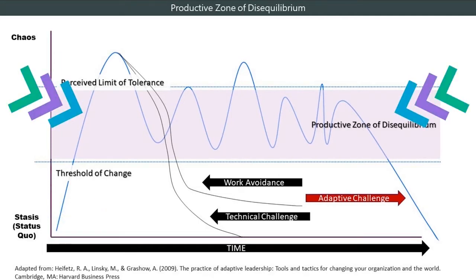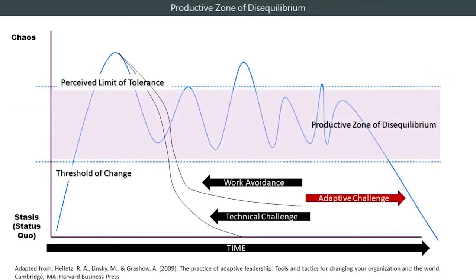So as a change leader, when we start experiencing some of those chaos areas, there's a couple things that happen, and these are the 2 black lines that you see labeled work avoidance or technical challenge, is some people will try to chase the comfort zone and avoid the work, or maybe create a technical cop-out for why we can't do something.